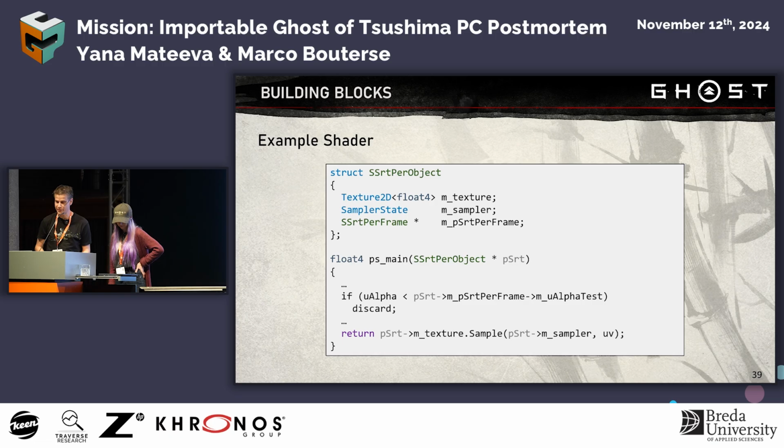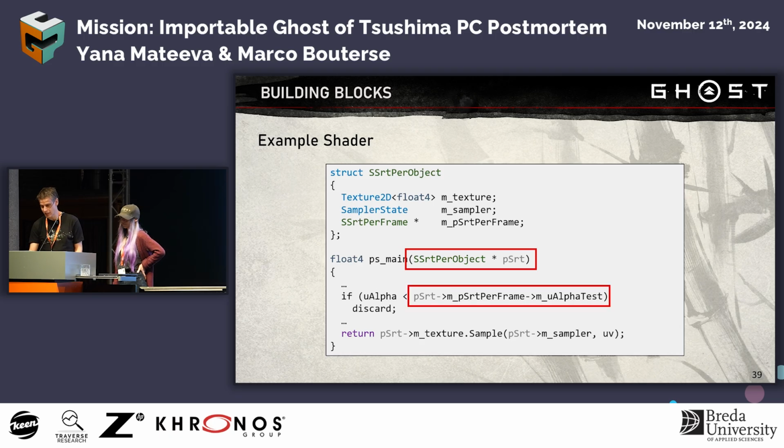Here's an example shader. And what we see here is we have a struct that's passed by pointer to the main entry point. Pointer access is used into this struct. Also, the struct itself has a pointer member that is accessed here, and resources are also in the struct and are used here to sample a texture.